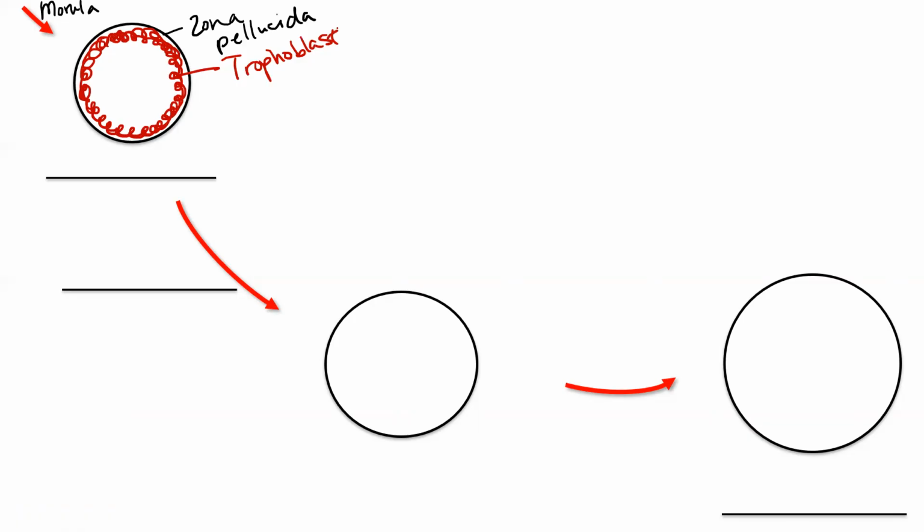Remember, this is our invisibility cloak to make sure that it embeds into the endometrial lining. And then we're also going to cluster the cells that are in the rest of our morula towards one edge of our new structure. Remember, those are going to be the inner cell mass, which is also known as the embryoblast.